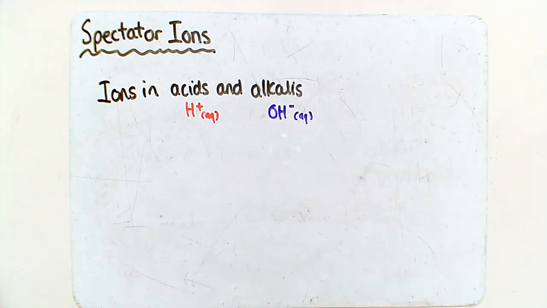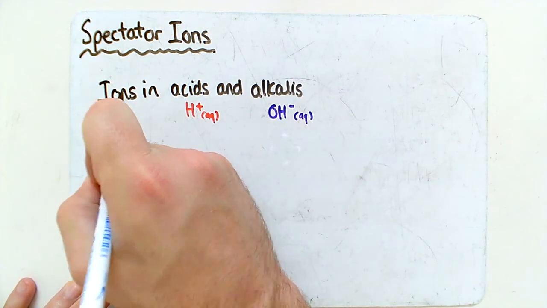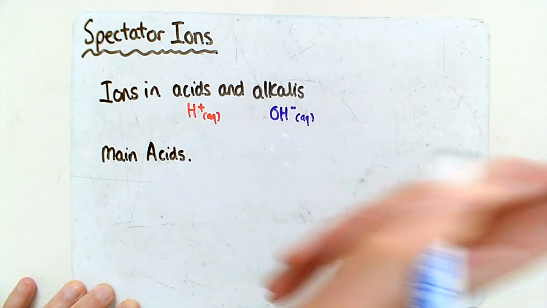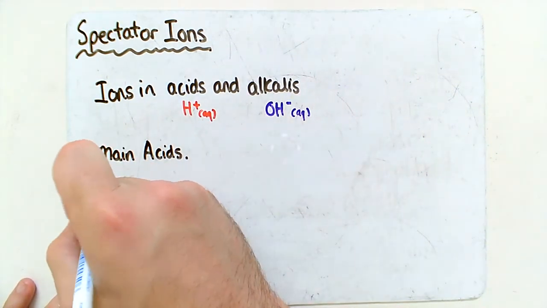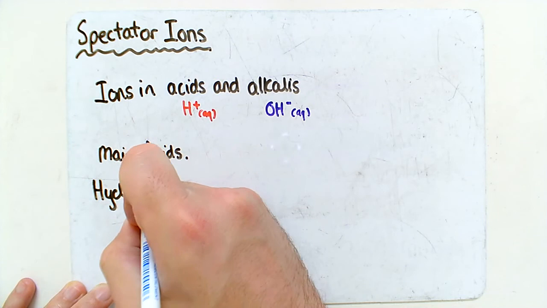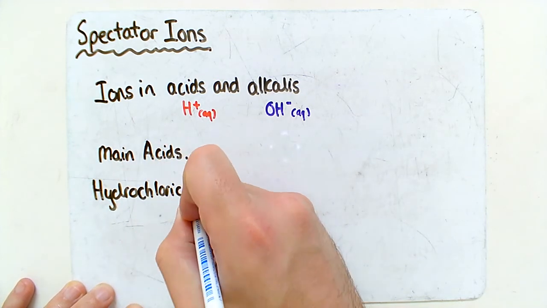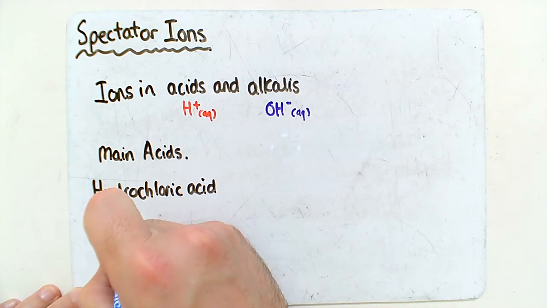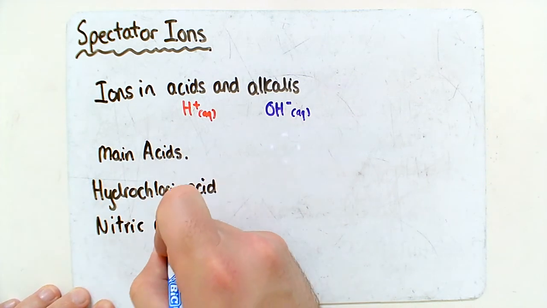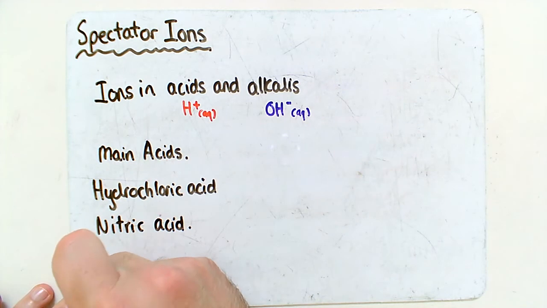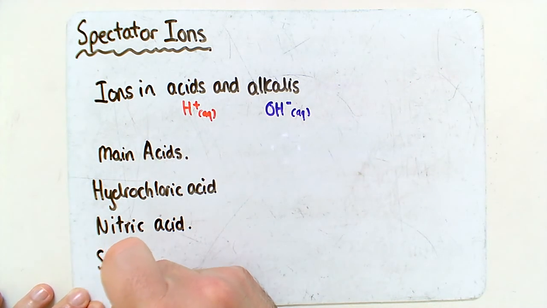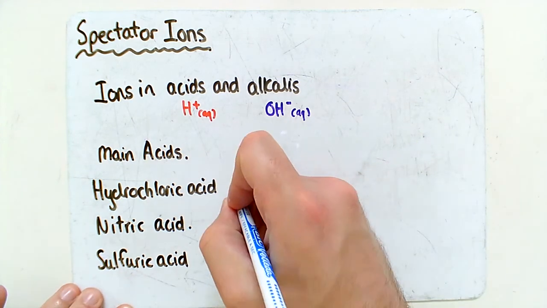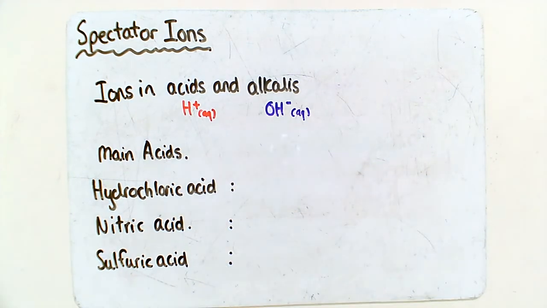So firstly we're going to focus on the three main acids that you will see. And so we have hydrochloric, we have nitric acid, and we have sulfuric acid. Now we'll look at the chemical formula for each one of these.